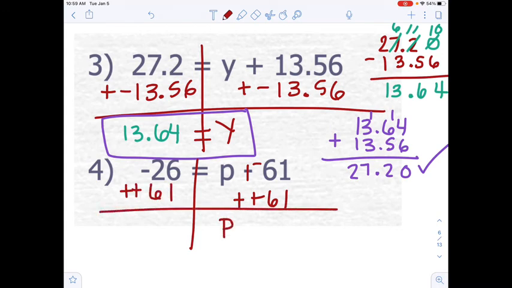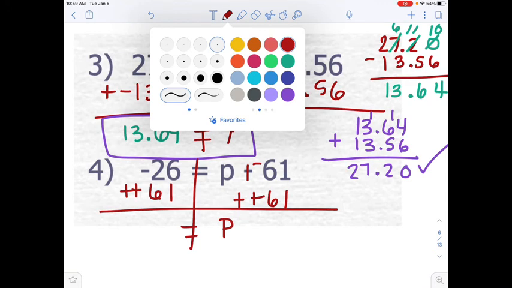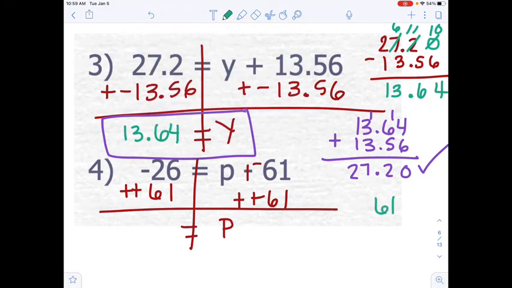Now I'm left with p equals, and then negative 26 plus 61. These have different signs, so I'm going to subtract 61 minus 26. I'm going to borrow here. And I get 35, and then I keep the sign of the larger absolute value. Well, 61 has a larger absolute value and it's positive, so my answer is going to be positive 35.